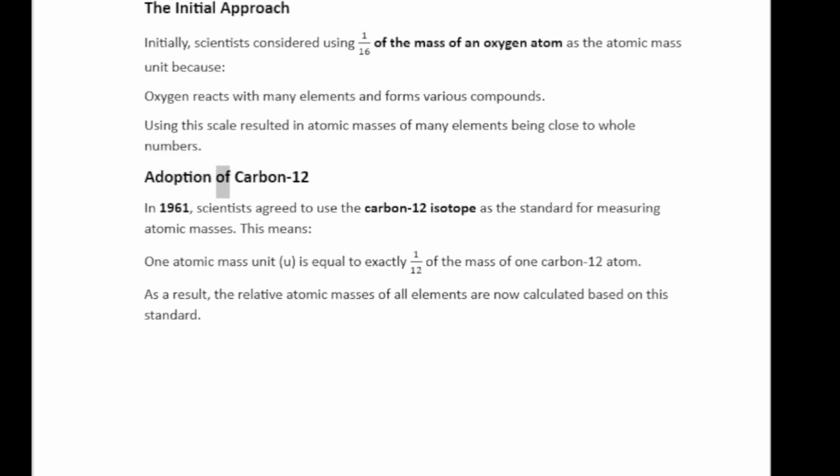Adoption of carbon-12. In 1961, scientists agreed to use the carbon-12 isotope as the standard for measuring atomic masses. This means 1 atomic mass unit, u, is equal to exactly 1/12 of the mass of one carbon-12 atom. As a result, the relative atomic masses of all elements are now calculated based on this standard.